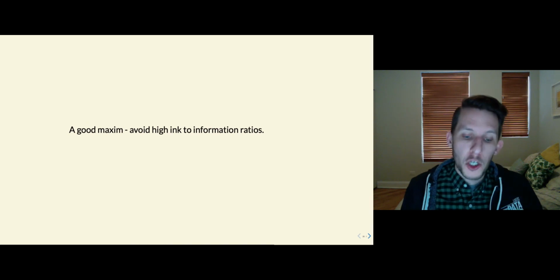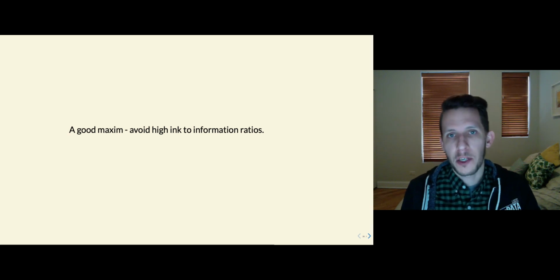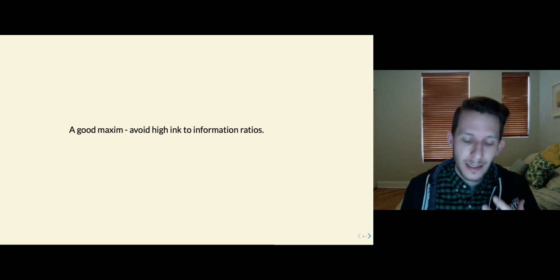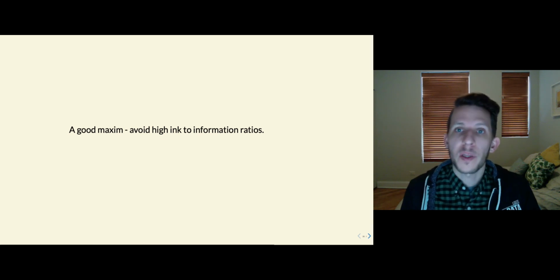So, a good maxim as you're building a visualization is to avoid high ink to information ratios. So if adding something requires a lot of ink without really doing a whole lot in service of telling your story, it's something that should be avoided in your figures.